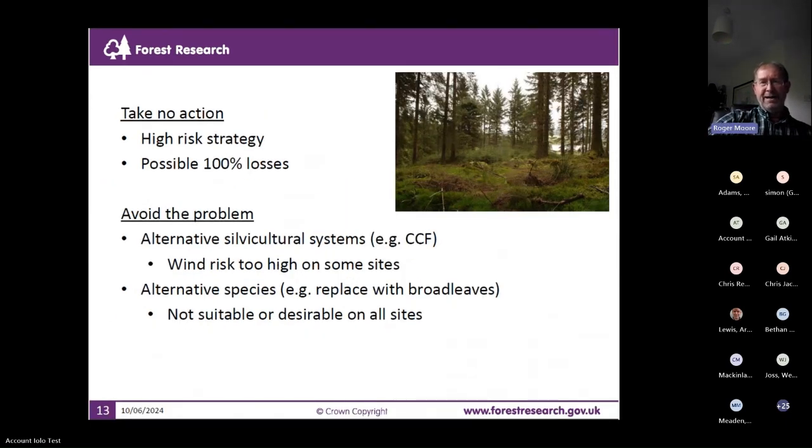So there's a couple of the actions that I discussed in the Hylobius Integrated Forest Management Strategy document. Take no action, as I mentioned before, is high risk, and possibly you'll get up to 100% losses of your trees without doing anything at all. Avoid the problem, so it might be alternative silvicultural systems like CCF. I did quite a little bit of work on that previously, and you find that in CCF, damage levels tend to be lower because the Hylobius will go onto standing trees, large trees within the CCF system, and cause damage there rather than on the restocked trees. So that can really reduce damage.